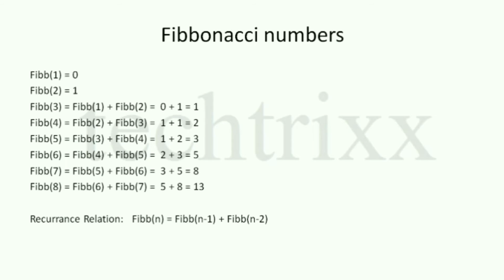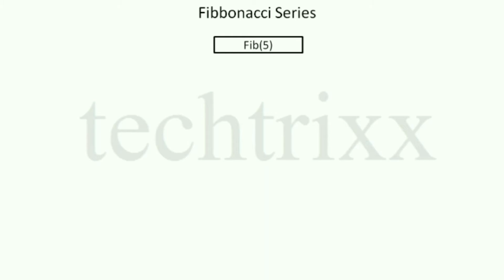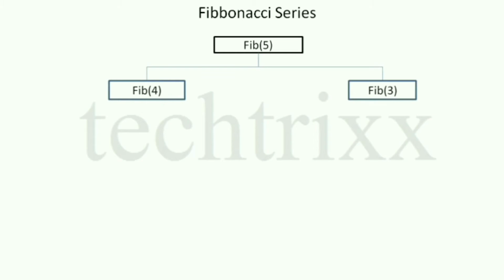So the recurrence relation of Fibonacci numbers is: if we want to compute the nth Fibonacci number, then we should have the (n minus 1)th Fibonacci number and the (n minus 2)th Fibonacci number. Let us have a look at the recursion tree of the Fibonacci numbers. Let us consider that we want to compute the 5th Fibonacci number. To compute it, we need the 4th Fibonacci number and the 3rd Fibonacci number. Again, to compute the 4th Fibonacci number, we need the 3rd Fibonacci number. Now we can see that we have to compute the 3rd Fibonacci number twice in order to get the 5th Fibonacci number. So this is the concept of overlapping subproblems.